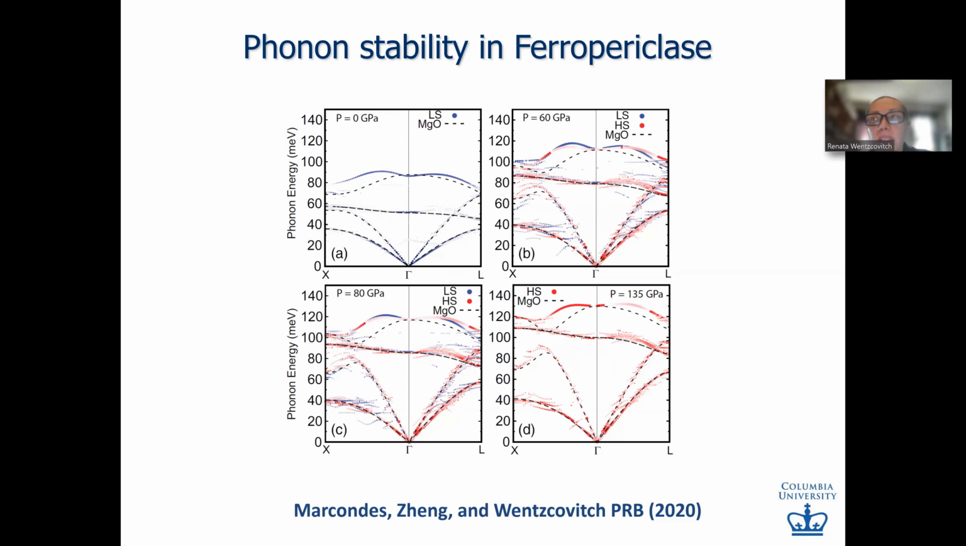DFT plus U gives a very clean physics, which is that these high spin and low spin states have very large volume difference. It's like a first order phase transition. Both states are stable throughout the entire pressure range. One is metastable when the other is stable and vice versa, but they are not dynamically unstable. Phonons are stable. This is one of the criticisms that we faced early, but it looks like DFT plus U gives this physics, okay?